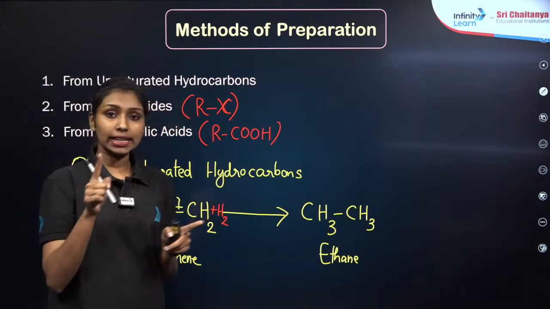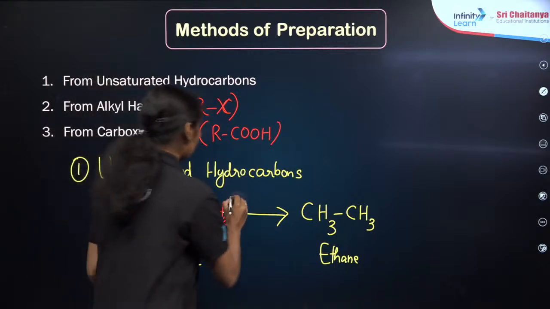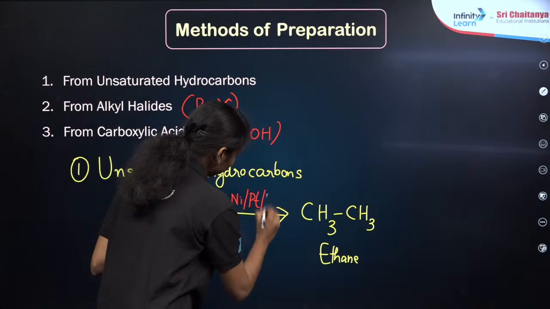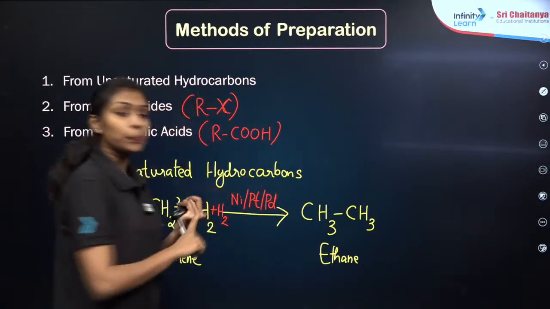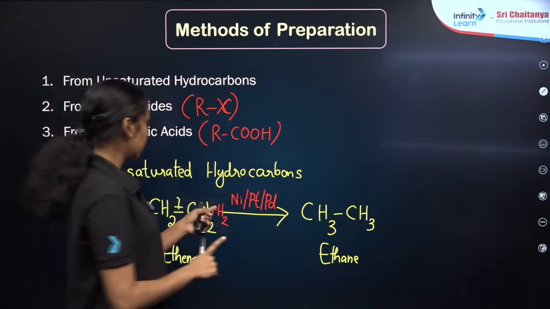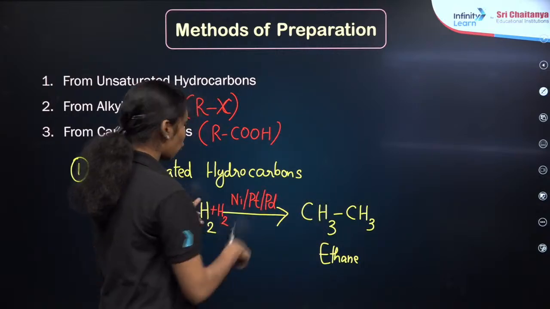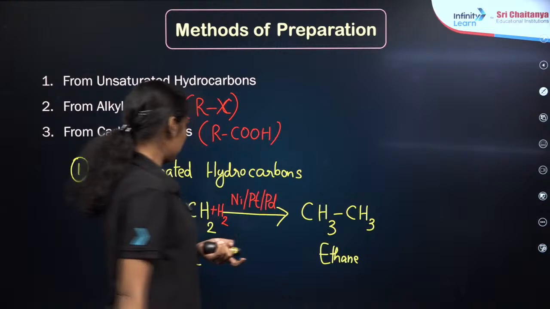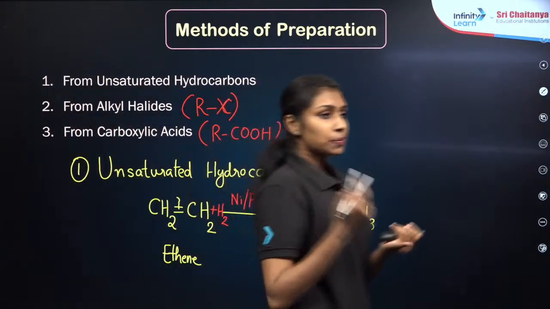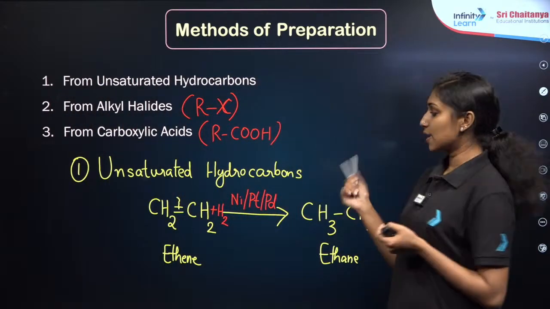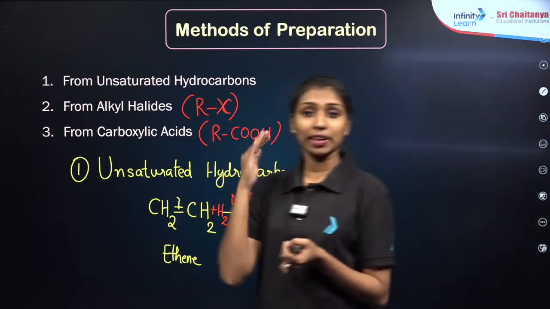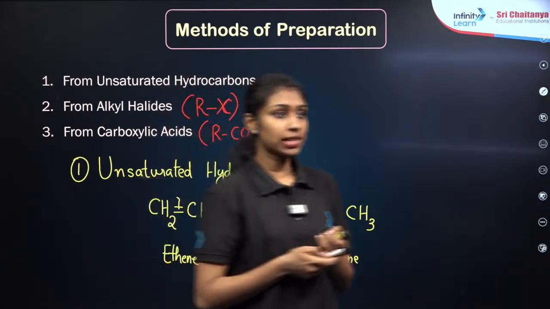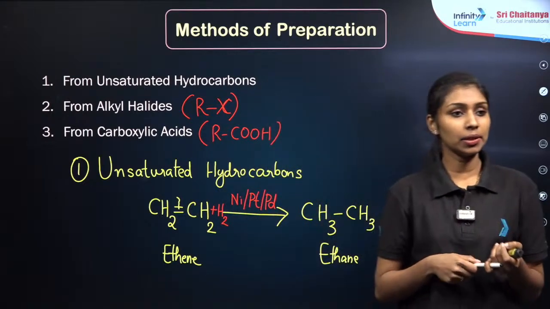If you are adding hydrogen, there will be the presence of a catalyst, right? You will be taking the catalyst as either nickel, platinum or palladium. This is compulsory. You will get ethane from ethene, or the alkane from the alkene or alkyne, by using the catalyst of nickel, platinum or palladium. This process is the addition of hydrogen, so it is known as hydrogenation. So we can prepare the alkane or the saturated compounds from the hydrogenation of unsaturated hydrocarbons. Is that clear?